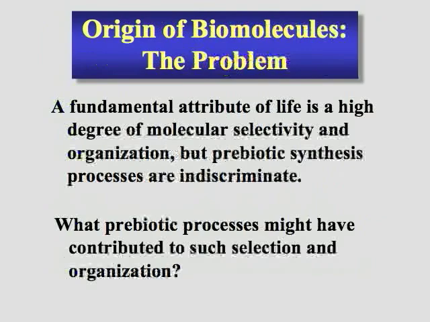The origin of biomolecules, the problem. A fundamental aspect of life is a high degree of molecular selectivity. If you go into the databases for E. coli, for example, you'll find that there are only a few hundred different small molecules in E. coli, out of all the millions of small molecules that are in Beilstein. Prebiotic synthesis is basically indiscriminate. You make hundreds of thousands, millions, perhaps more, small molecules. Life uses only a few. So the question becomes, what prebiotic processes could have selected and organized that vast array of organic molecules to give you just the right ones that are organized, that are synthesized down?